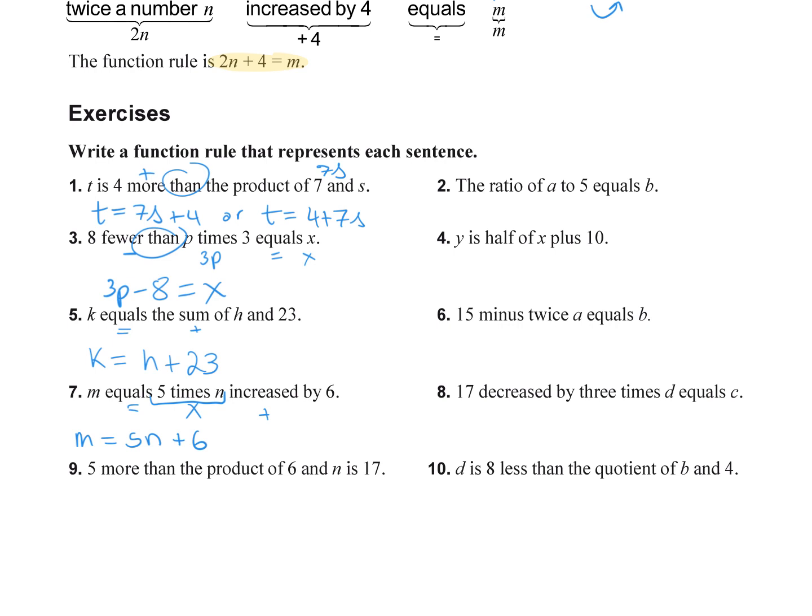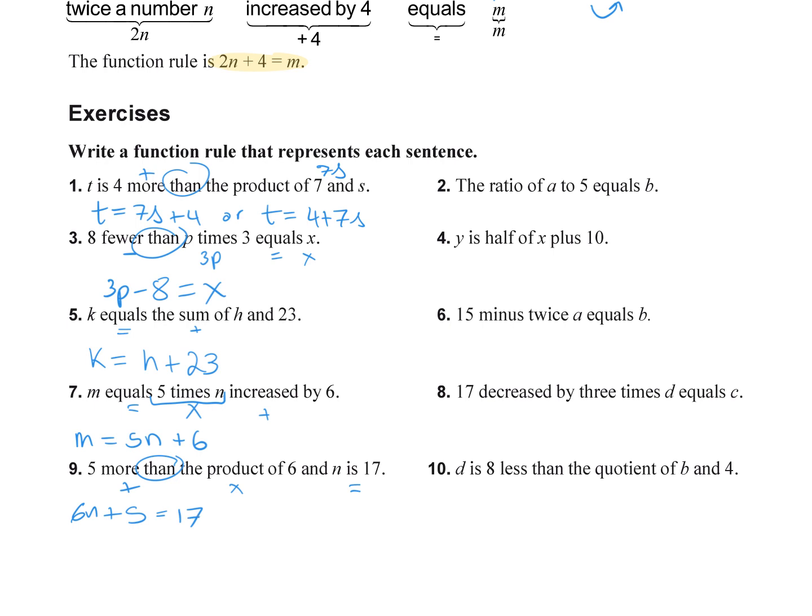For number 9, we have 5 more than, so that means plus, the product, which is times, of 6 and n is 17. So is means equals. So the word than, again, would mean to flip it. The 5 more than the product of 6 and n. So we're going to write 6n plus 5 is equal to 17.